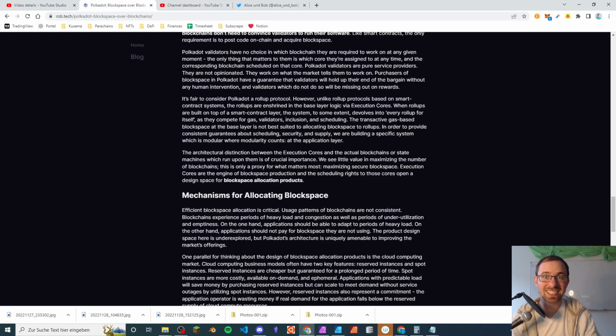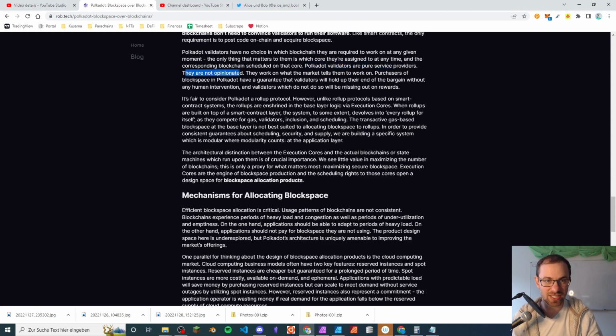Each validator gets assigned a core. Each core has a parachain on it. The parachains could also swap from time to time, so this is decoupled. This is no longer the problem of the validator. The validator just looks at the core, takes the work that is to be done, and executes the work. And so you have a nice decoupling of these responsibilities, and each component of the protocol can optimize for its own thing. Polkadot validators are pure service providers.